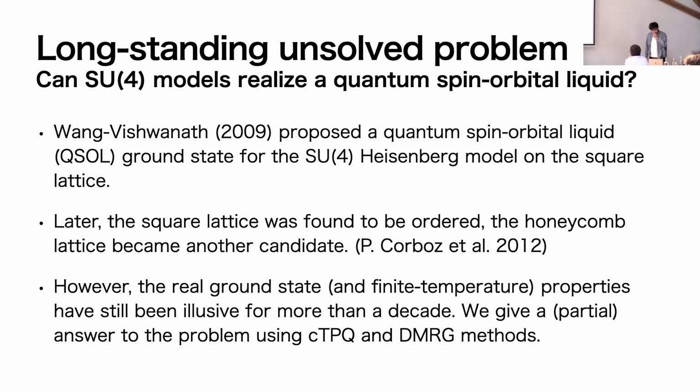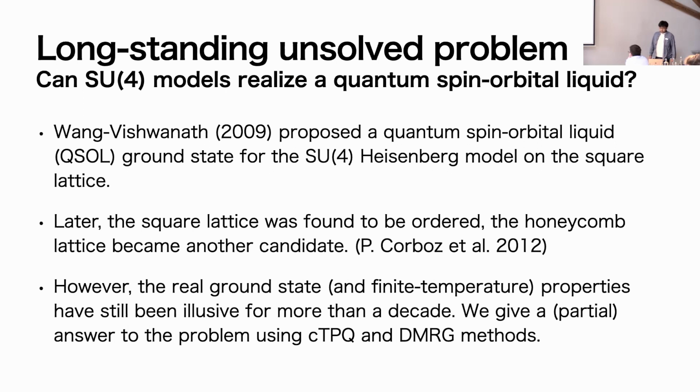Then we move on to the more theory side. The long-standing unsolved problem for SU4 physics is, can these SU4 models realize a quantum spin orbital liquid or just a quantum spin liquid? And the first proposal for a quantum spin liquid in the SU4 system was by Wang and Vishwanath in 2009. They proposed the quantum spin orbital liquid ground state for the SU4 Heisenberg model on the square lattice.